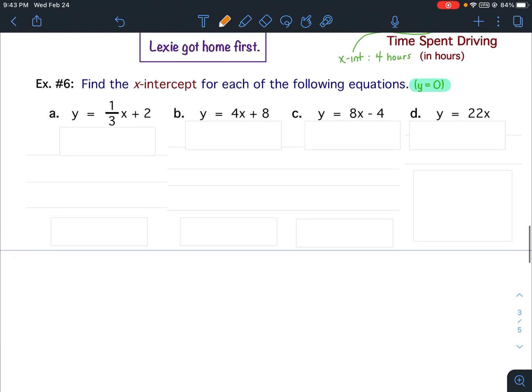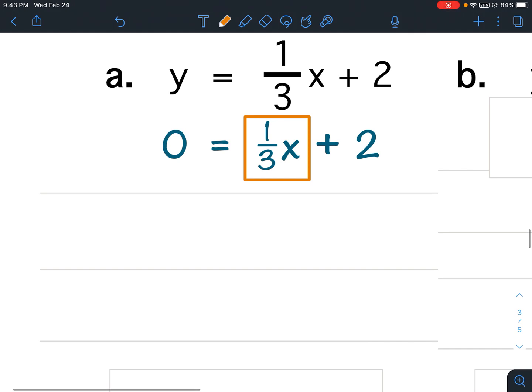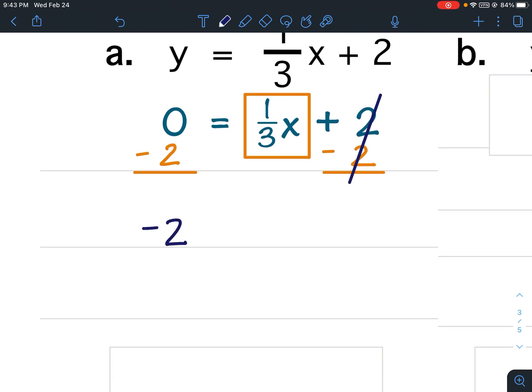So let's look at A. If I replace y with 0, I have 0 equals 1/3 x plus 2. And now I'm going to solve for the x. Using my inverse operations, I'm going to subtract 2 from both sides. We've solved equations all year, so this is nothing new. We've got -2 equals 1/3 x.